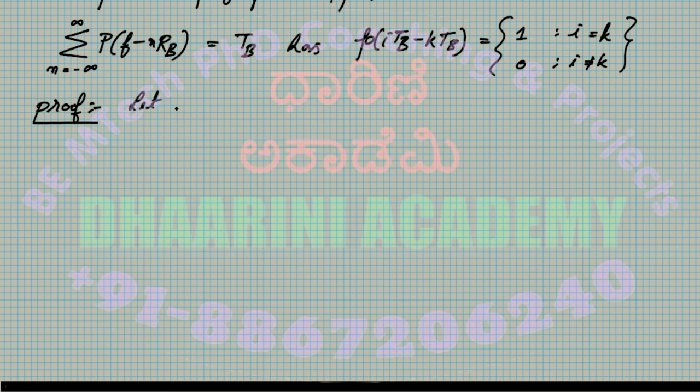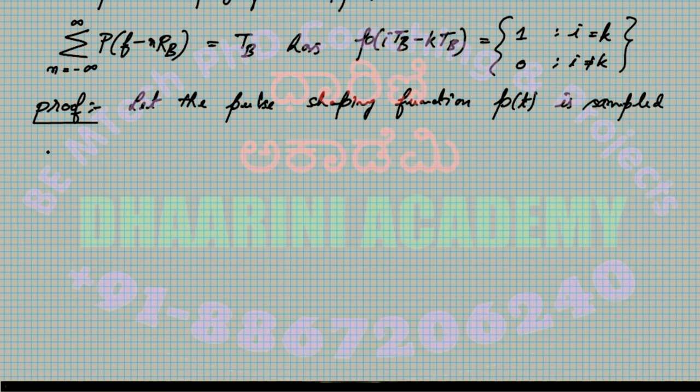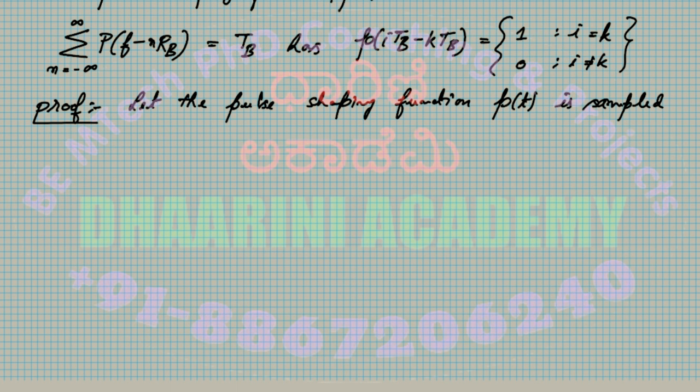Okay, so let the pulse shaping function, that is p of t, be sampled. Which is a standard function used for sampling? You might have already studied the sampling theorem. In the sampling theorem, we use a series of delta functions varying from minus infinity to plus infinity for sampling. That function has delta functions repeated or shifted everywhere from minus infinity to plus infinity.